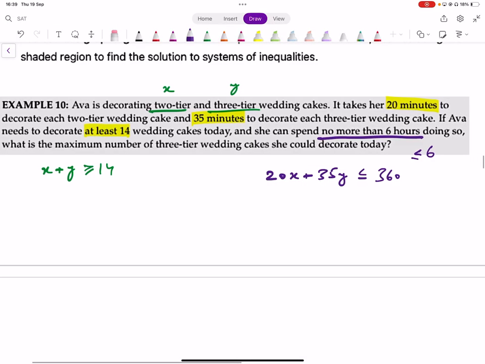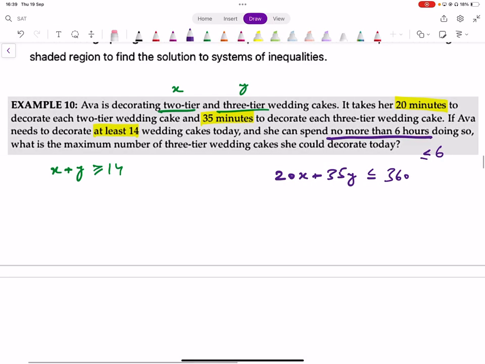What's the maximum number of three-tier wedding cakes she could decorate today? Now, is it possible to solve these two inequalities simultaneously? These are not equations that we could substitute y equal to something there or x equal to something there. It's not possible to solve them algebraically. At least it's not very straightforward to solve them algebraically. We can do it, but it's going to take too much effort.